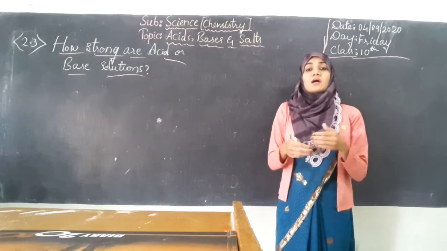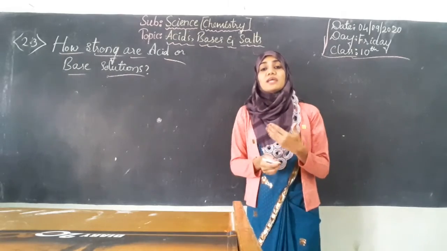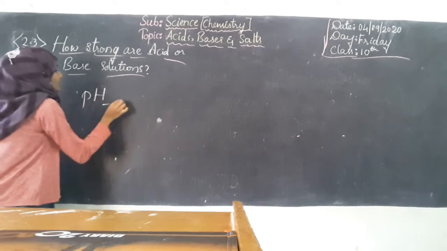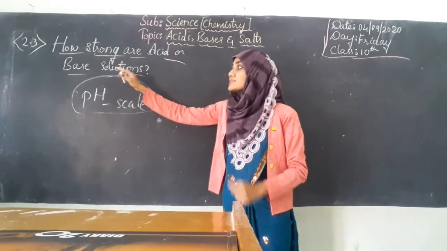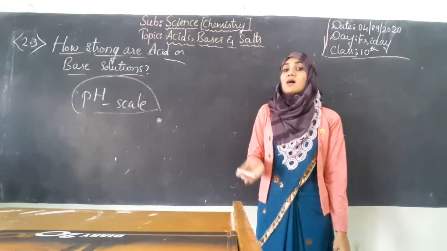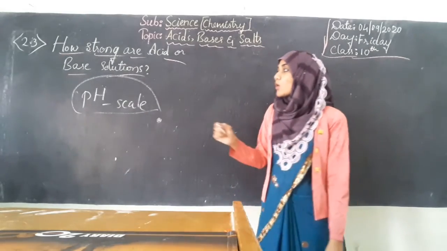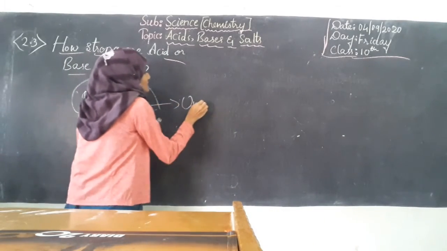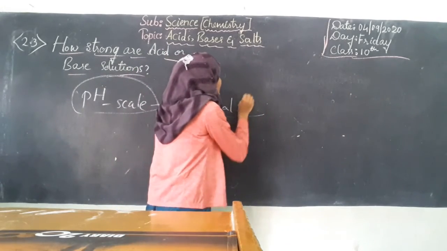To detect the concentration or the percentage of acidic and basic nature, we will use a scale called the pH scale. This pH scale not only helps us to detect whether the solution is acidic or basic, it also helps us to detect how concentrated the solution is and how much it has been diluted. And this pH scale is a universal scale. It is a universal indicator.